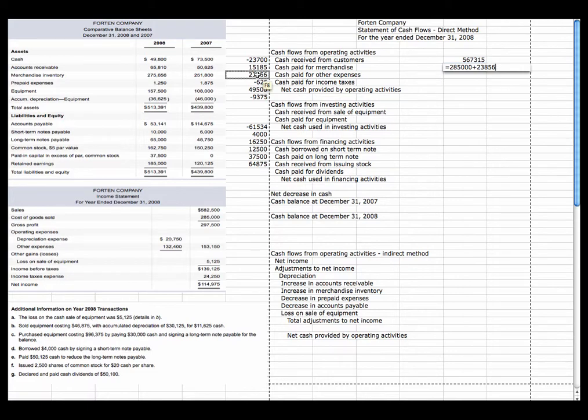Also, we have to take into account the decreases in the payables. So therefore, we're going to add that in. And the decrease to payables, which is here, the $114,000 and the $53,141, which I can't highlight very well. And the change is $61,534.